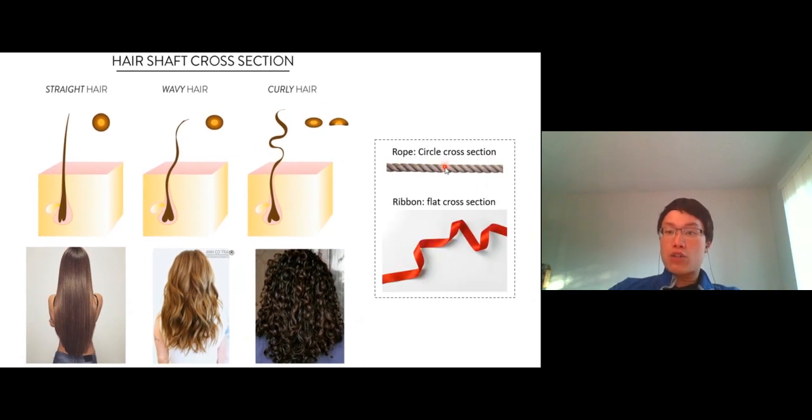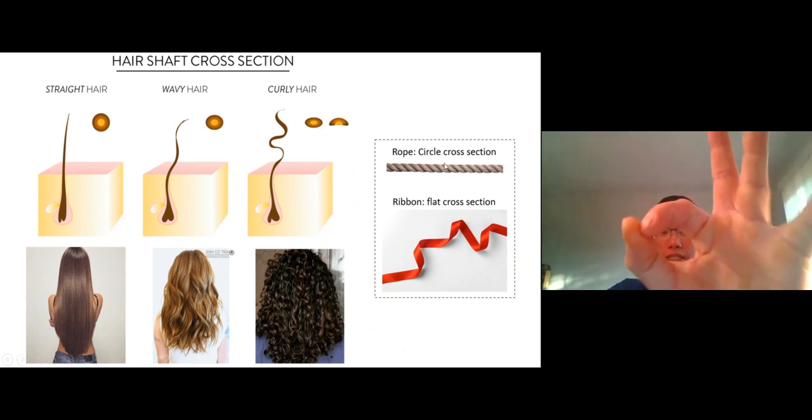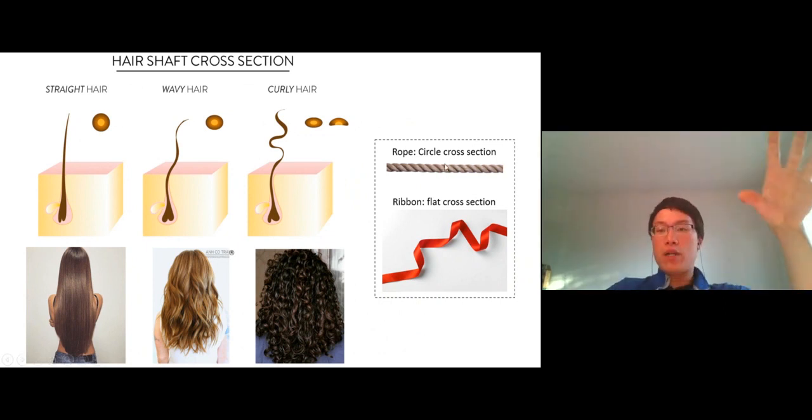Let's say you have a rope. The cross section of a rope is a circle. Drop the rope on the floor and it's still straight. It might curl a little because of gravity, but it's still straight. Ribbon, on the other hand, has a flat cross section. Drop a ribbon on the floor and it starts curling. Same thing with your hair. The cross section of your hair follicle, the geometry, the structure of it: a circle, that's straight; oval, wavy; and a little bit more flat, that's curly hair.